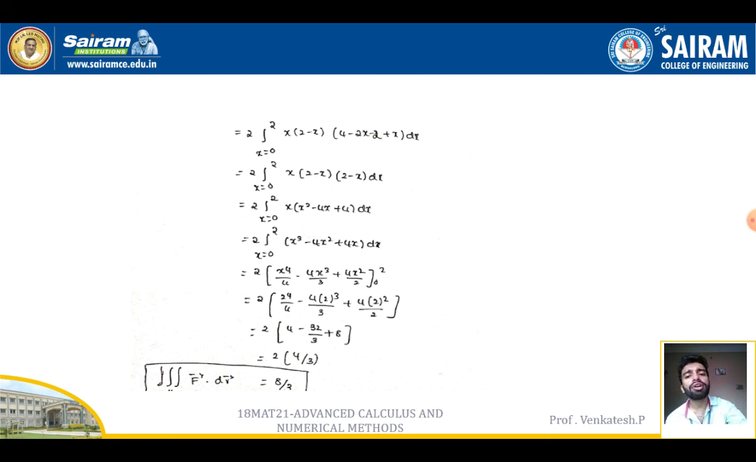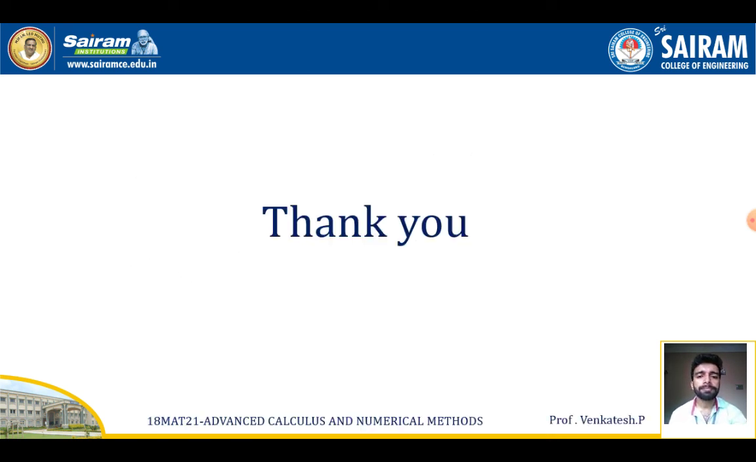After integration I get 2 times [x⁴/4 − 4x³/3 + 4x²/2] between the limits 0 to 2. Applying the upper limit, I get 2 times (4 − 32/3 + 8). On simplifying this, I get 2 into 4/3, so the answer is 8/3. This is the required solution for the given triple integral using the Gauss divergence theorem. Thank you.